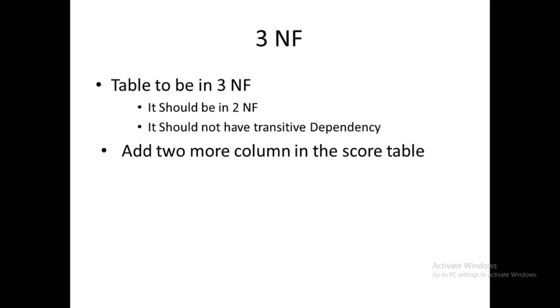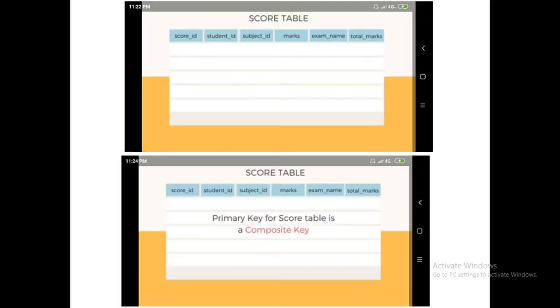To explain the transitive dependency, we have to consider the score table we discussed in the previous videos, and in that table we have to add two more columns. Here, the exam name and the total marks are the two new columns in the score table. The primary key is the composite key of the student ID and the subject ID. And here the exam name depends on the subject ID and the student ID.